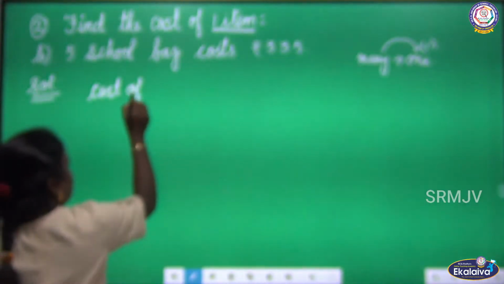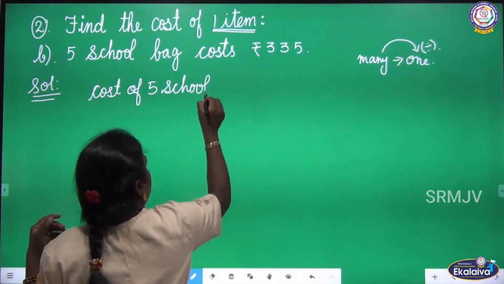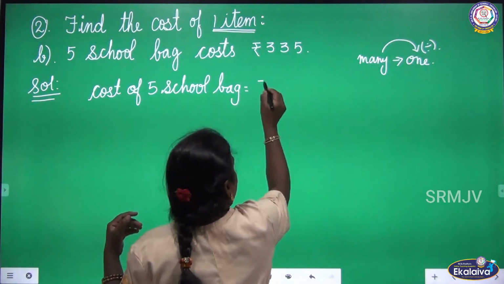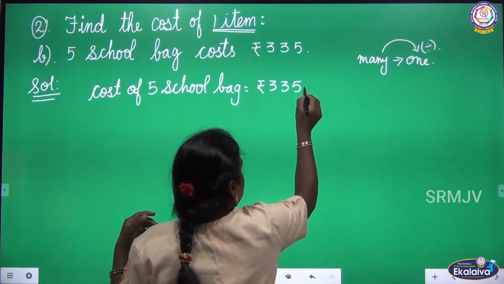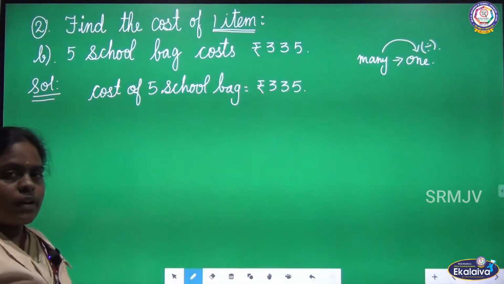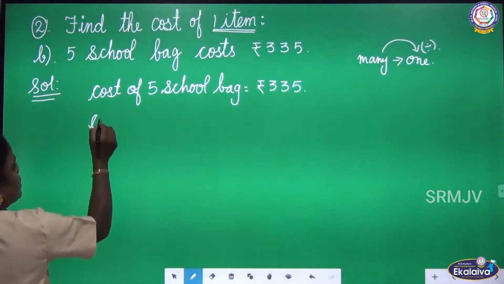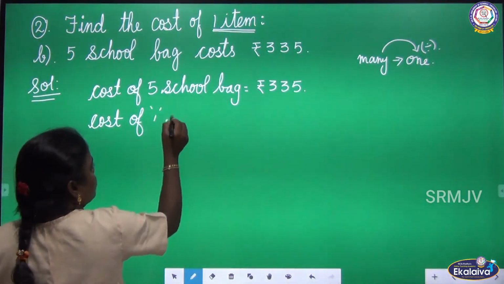Cost of 5 school bags. It is 335 rupees. Children, only rupees is given. It is 335 rupees. We are going to find out the cost of one school bag.